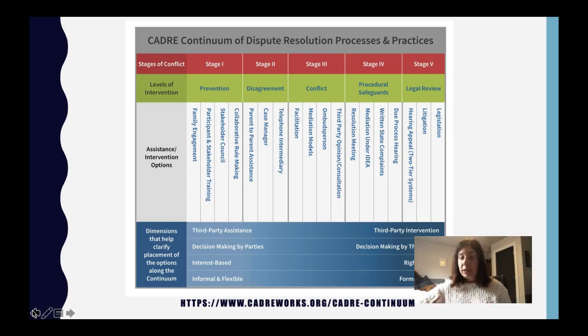If that doesn't work and you end up with some conflict and some disagreement, you can move to stage 2, in which you might want to get some assistance from an advocate. A parent information center can provide someone to assist you.